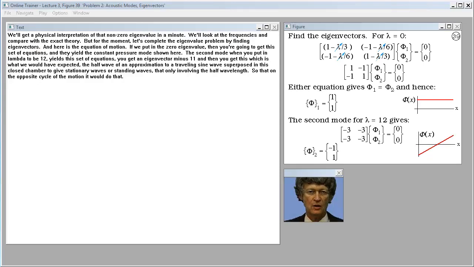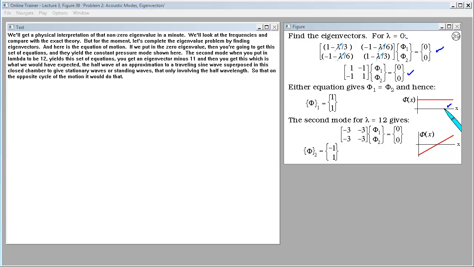We'll get a physical interpretation of that non-zero eigenvalue in a minute. We'll look at the frequencies and compare with the exact theory. But for the moment, let's complete the eigenvalue problem by finding the eigenvectors. And here is the equation of motion. If we put in the zero eigenvalue, then you're going to get this set of equations, and they yield the constant pressure mode shown here.